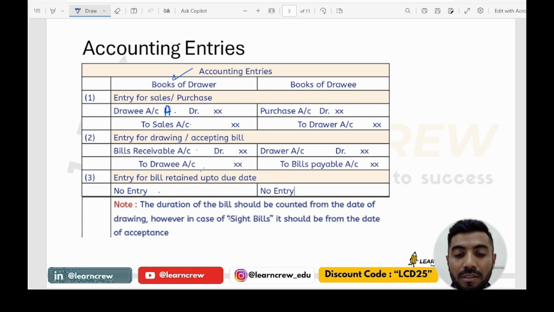There are two types of bills, at sight and at date. Whenever it is at sight, it should be recorded from the date of acceptance. The due date has to be calculated from the date of acceptance. Always, in case of a bill of exchange, there will be 3 additional days. 3 days grace to be given. Remember this. 3 days grace to be given. Done.